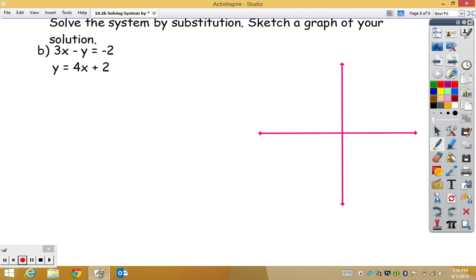Alright, so on this one, notice I just have a single x, so I know both of these are lines. These are linear. So I have y equals 4x plus 2. I'm going to replace the y in the other equation. So I have 3x minus, and now instead of the y, I'm going to put what y equals, 4x plus 2. And everything else stays the same.